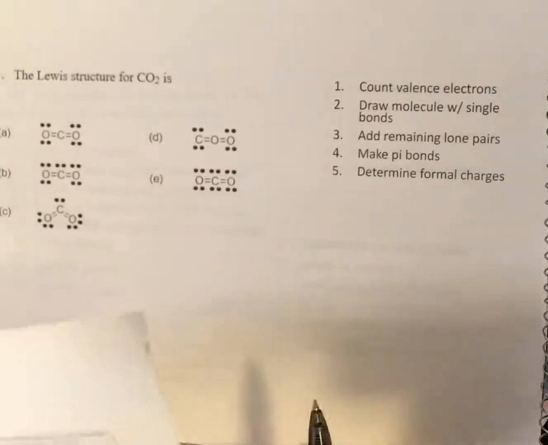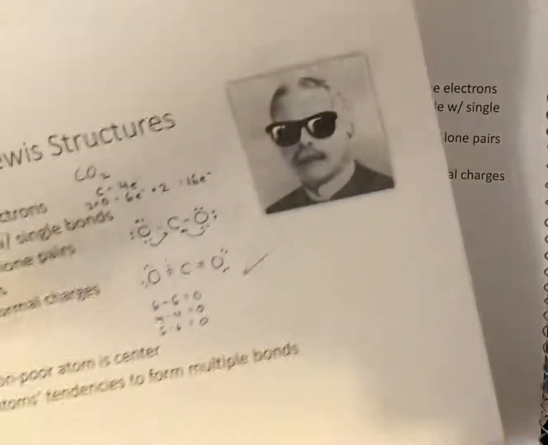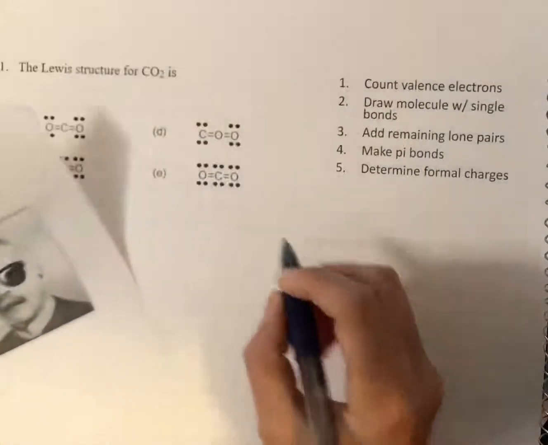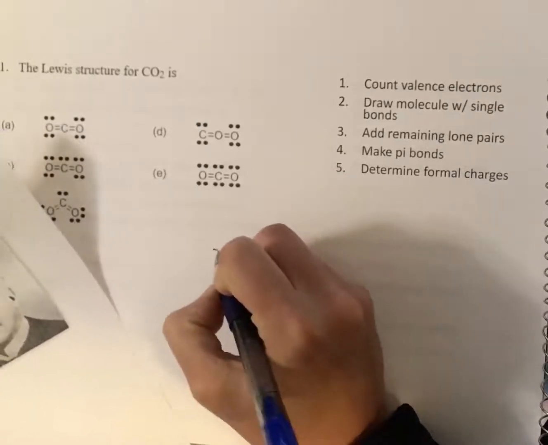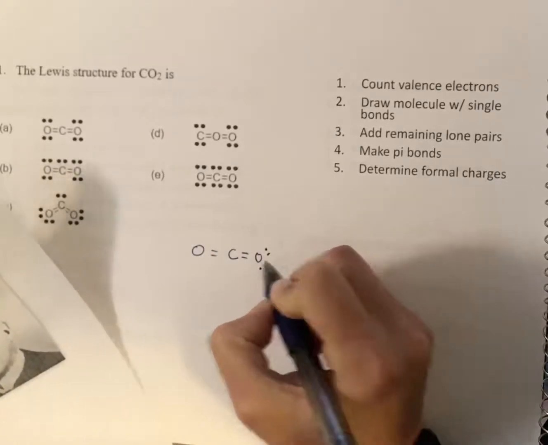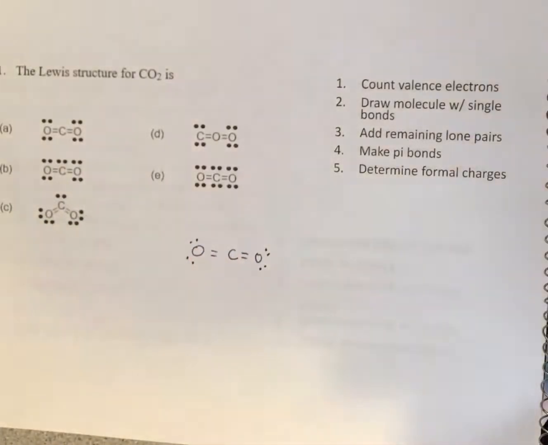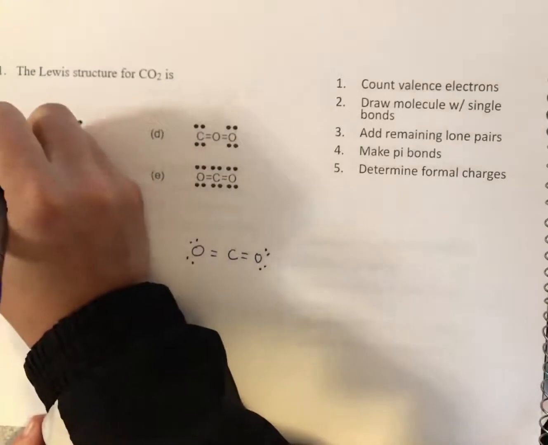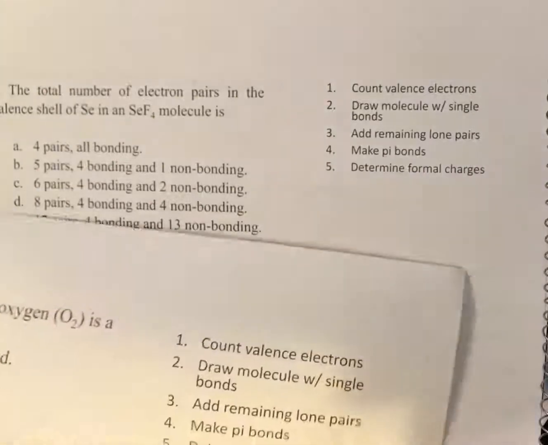So we'll go to the first problem. On purpose, I already walked through this one, so I will just literally copy this onto this slide, because I already showed you guys how to do that. So we had carbon with double bond oxygen, and then we had these lone pairs like this. So looking at our answer choices, we see that the correct answer here is going to be A. So then let's go to the next one.